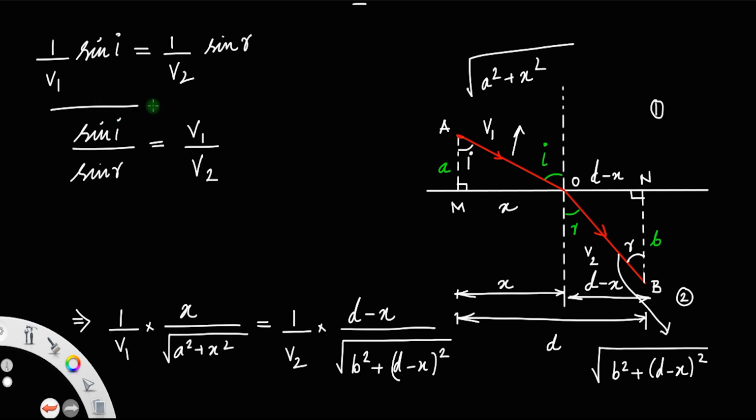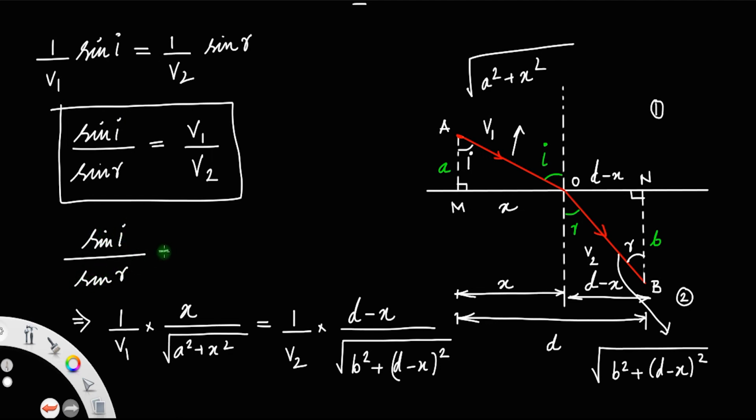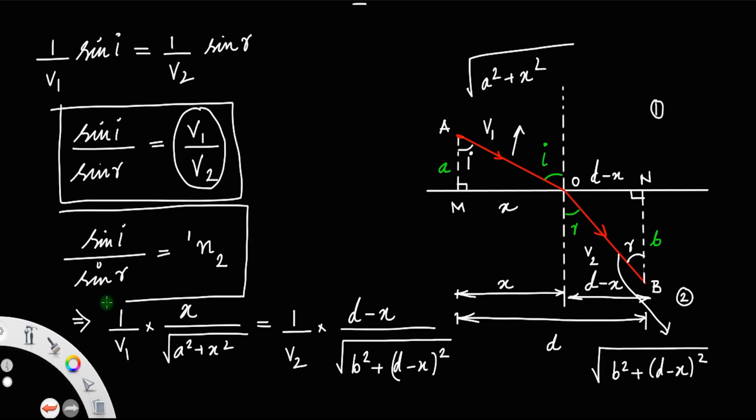This is Snell's law: sine I by sine R. We call the ratio of the velocity in the first medium to the second medium the refractive index of the second medium with respect to the first medium. So that's Snell's law. That's the way we derive Snell's law from Fermat's theorem.